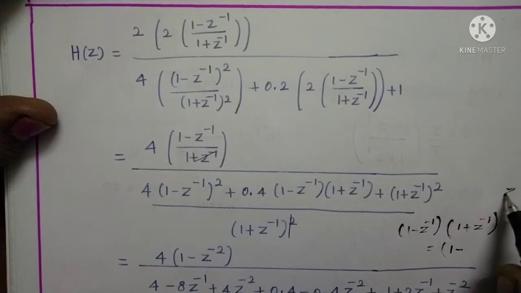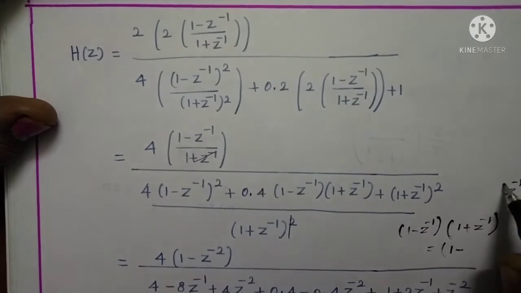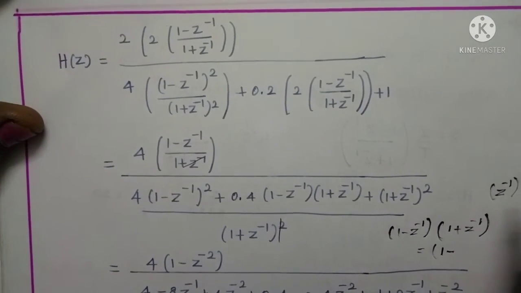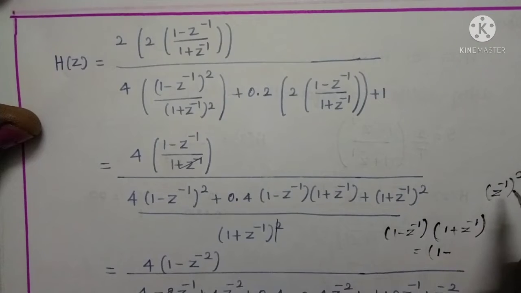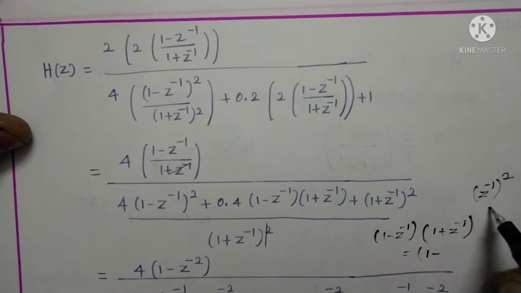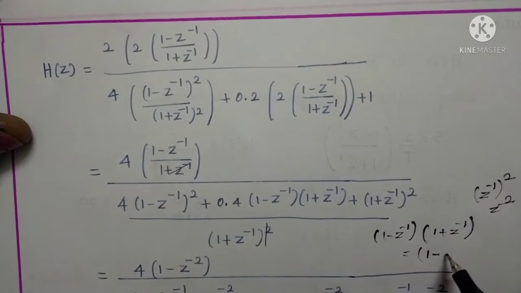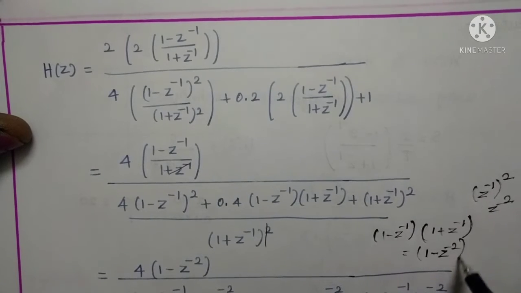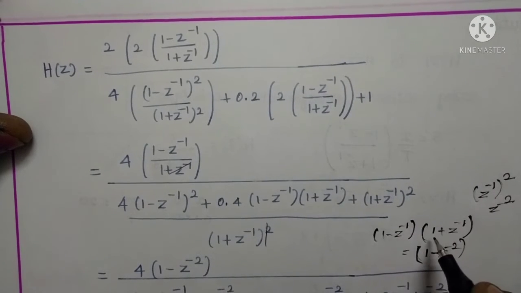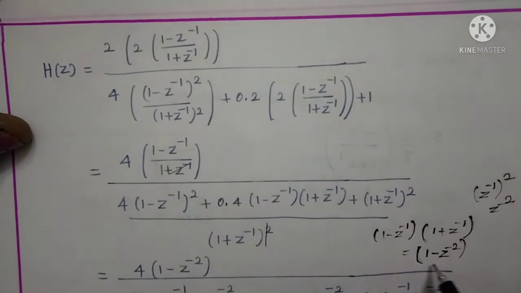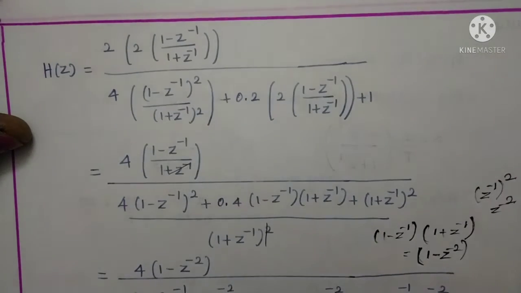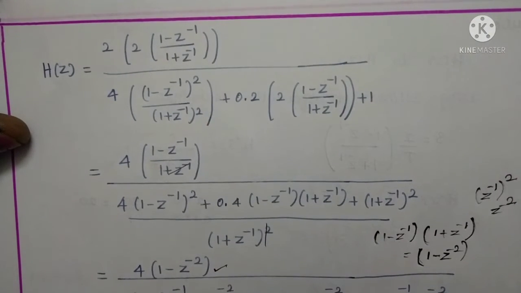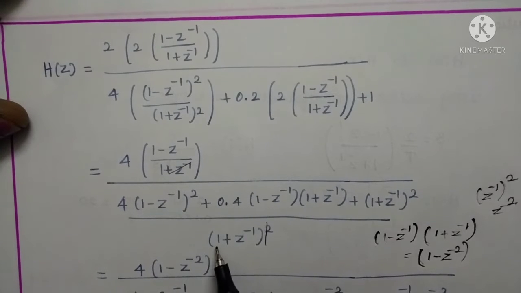So b is z power minus 1. So what is z power minus 1 square? We have to multiply the powers, so z power minus 2. So the answer is, when we multiply 1 minus z inverse into 1 plus z inverse, we will get 1 minus z power minus 2. So that will be the numerator term. I think you can understand this.